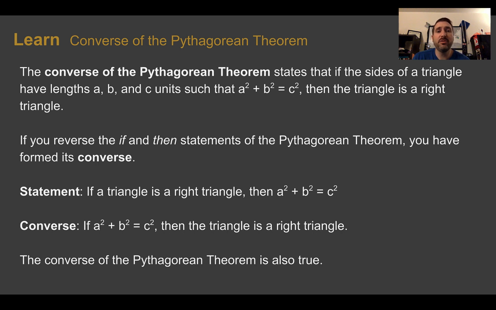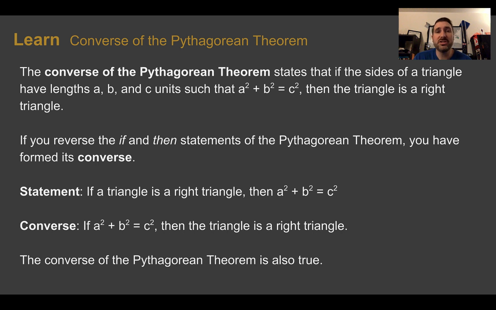The converse of the Pythagorean Theorem states that if the sides of a triangle have lengths a, b, and c such that a squared plus b squared equals c squared, then that triangle is a right triangle. Essentially, all you're going to do is plug in the sides of a triangle to see if the Pythagorean theorem works. Your two shortest sides would go for a and b, your longest side would go for c. If you find that a squared plus b squared equals c squared, then the Pythagorean theorem works, and if it works, you have a right triangle.